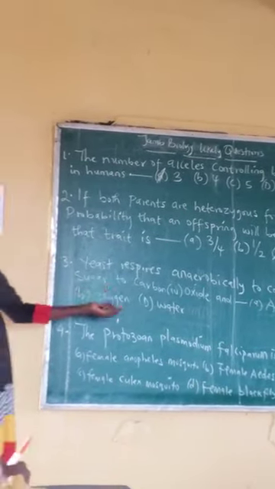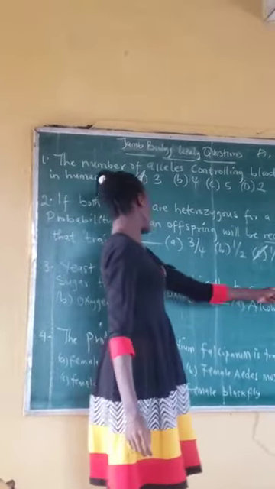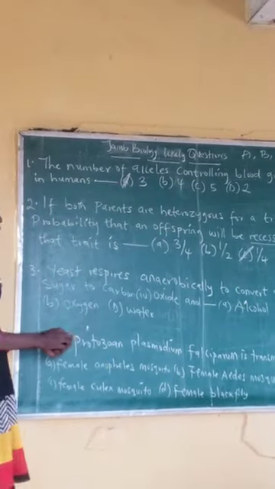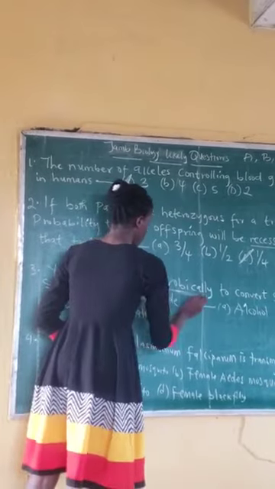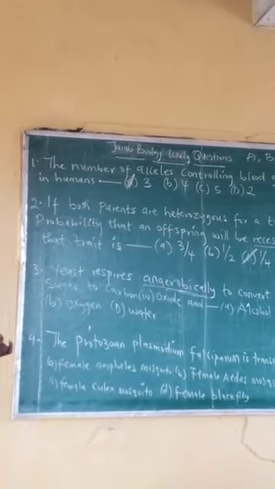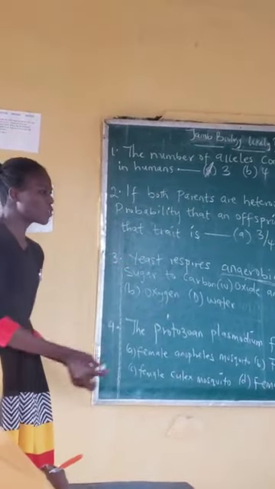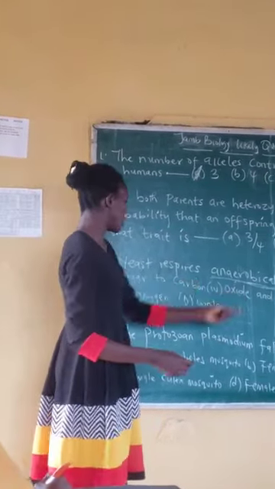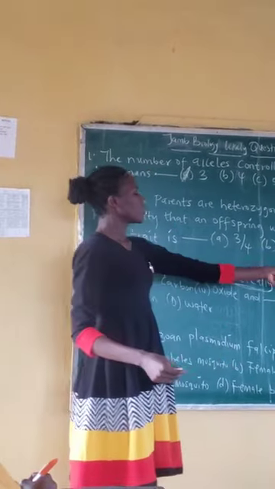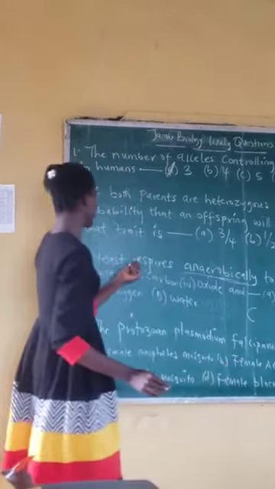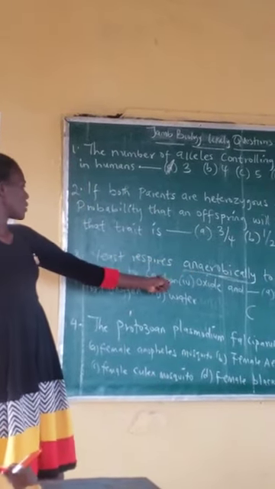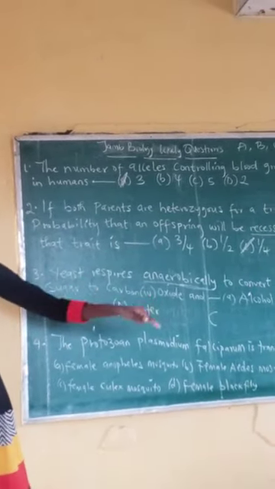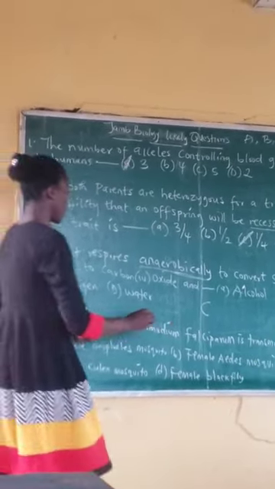The next question says, yeast respires anaerobically to convert simple sugar to carbon dioxide and dash. Anaerobic means in the absence of oxygen. So in the absence of oxygen, the yeast converts simple sugar, which is glucose, to produce alcohol, giving us CO2 and alcohol.